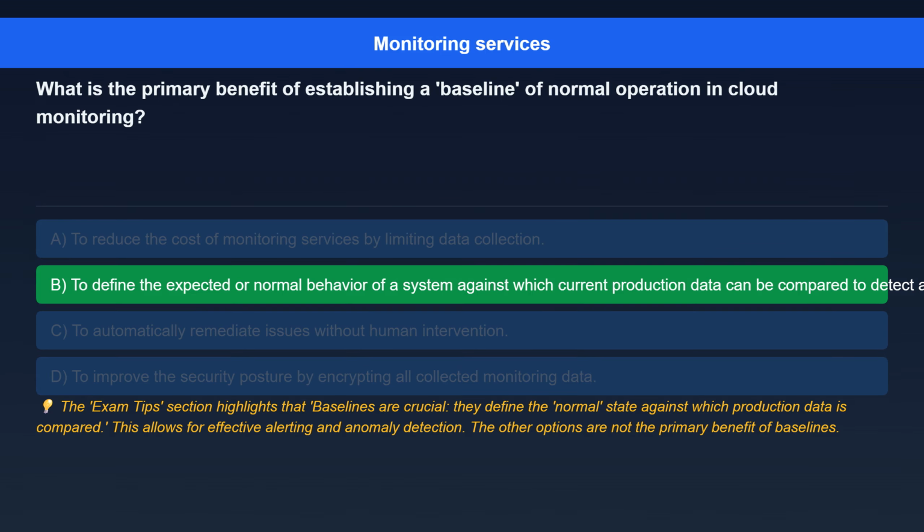The correct answer is, quote, to define the expected or normal behavior of a system against which current production data can be compared to detect anomalies. Here's the explanation. The exam tips section highlights that baselines are crucial. They define the normal state against which production data is compared. This allows for effective alerting and anomaly detection. The other options are not the primary benefit of baselines.